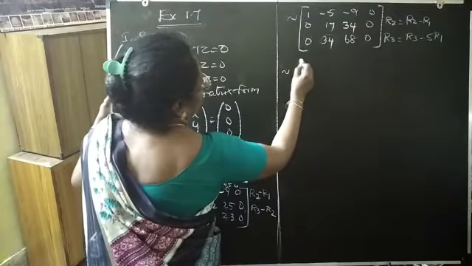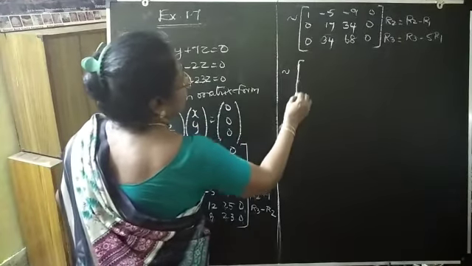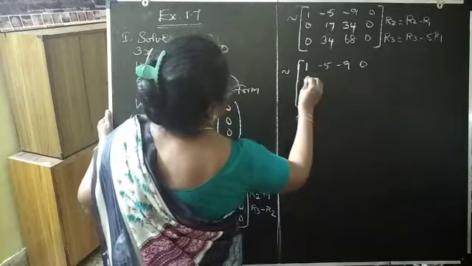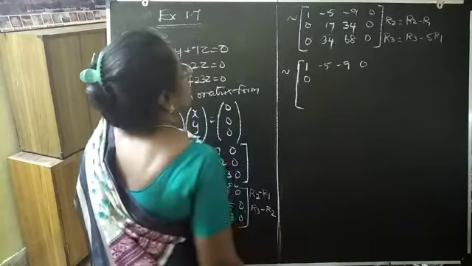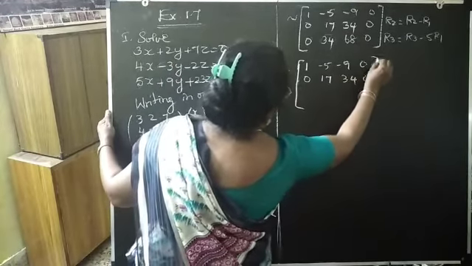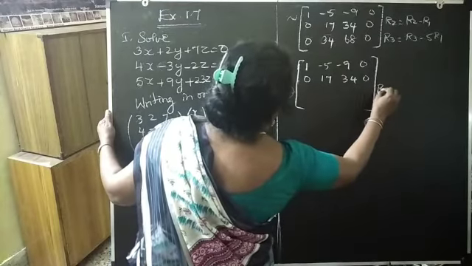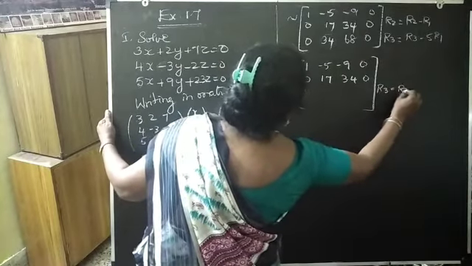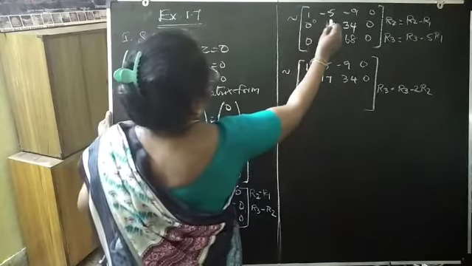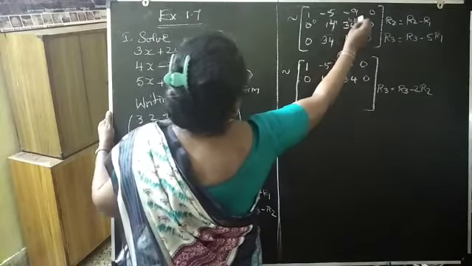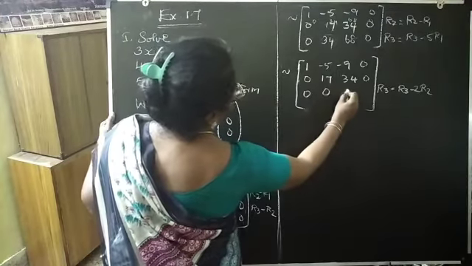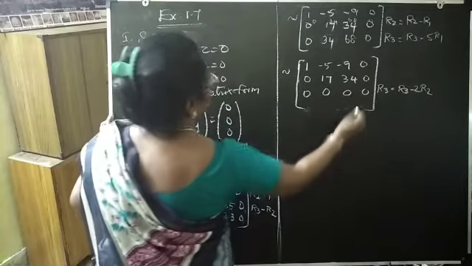Next, our aim is to make this place 0. So here, by elementary transformation, 1, minus 5, minus 9, 0; 0, 17, 34, 0. Now here R3 is equal to R3 minus 2R2. So if you multiply here by 2, you get 0, 34, 68, 0. So subtract, you get 0 minus 0 is 0, 34 minus 34 is 0, 68 minus 68 is 0, 0 minus 0 is 0.